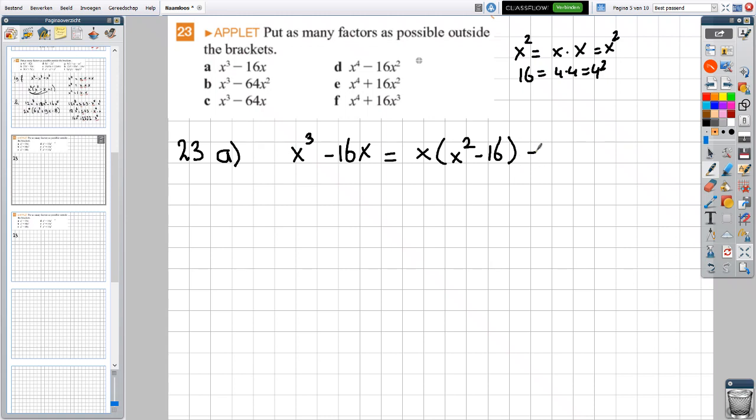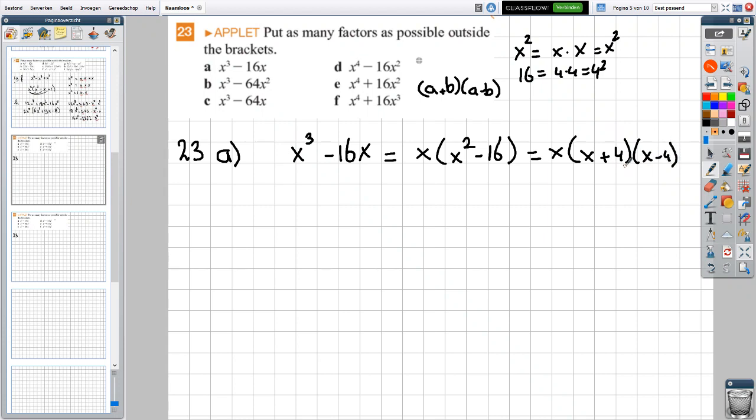How do I continue? I copy the x in front of the brackets, open my brackets again, and the difference of two squares was of this form: a plus b, a minus b, with a and b being two different numbers or letters. So one is going to be x plus 4, and the other one is going to be x minus 4.